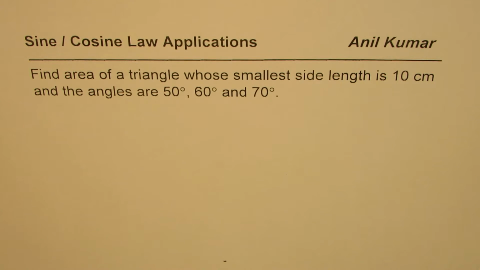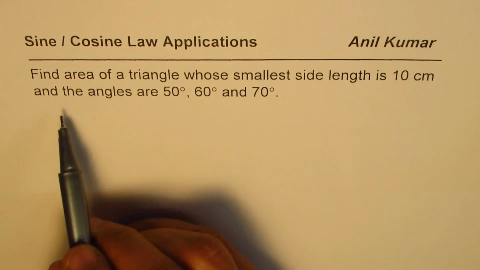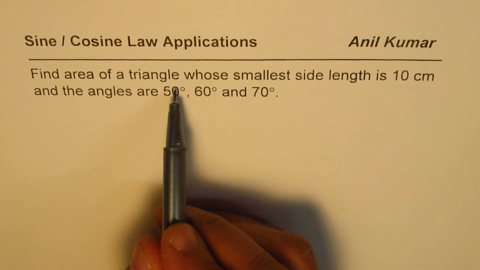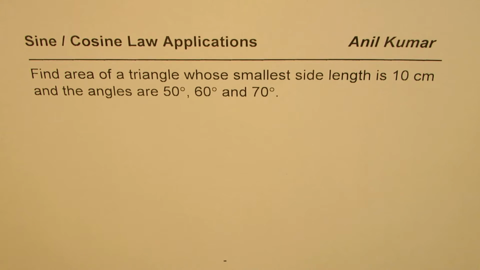We may have to use sine law or cosine law to solve this question. The question is, find the area of a triangle whose smallest side length is 10 centimeters and the angles are 50 degrees, 60 degrees and 70 degrees. You can always pause the video and answer the question.